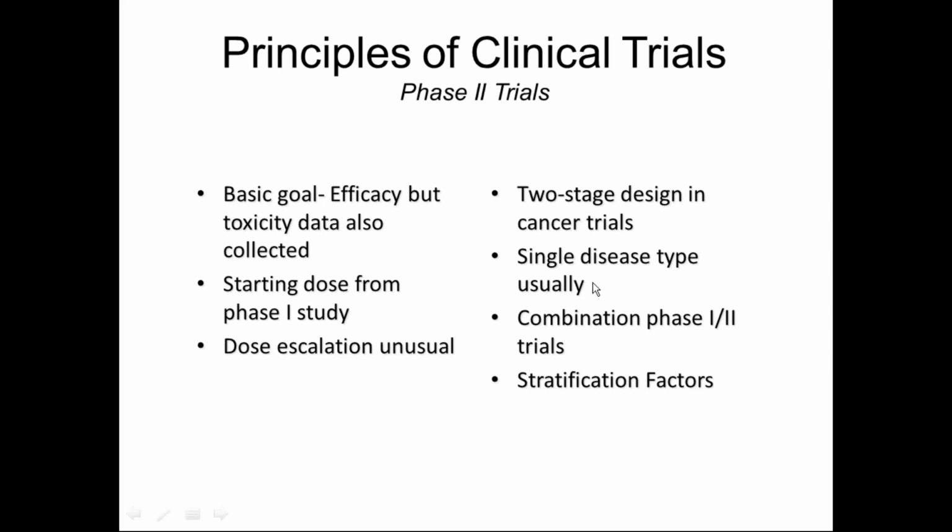So we wouldn't see groupings of patients with different types of diseases or cancers. Some centers will like to do a phase 1-2, meaning they write the protocol as a 1-2 study, and that's really a timing issue just because of getting all of this through the regulatory process.